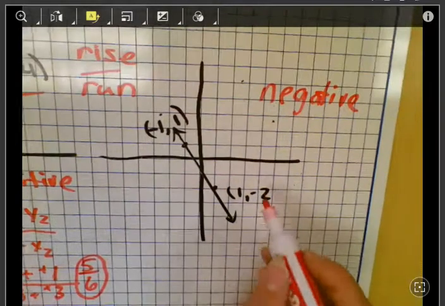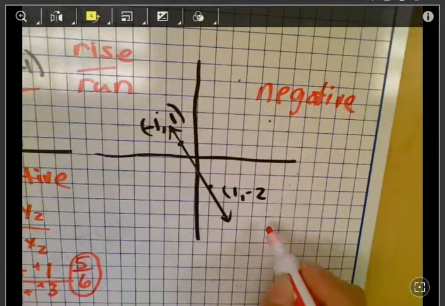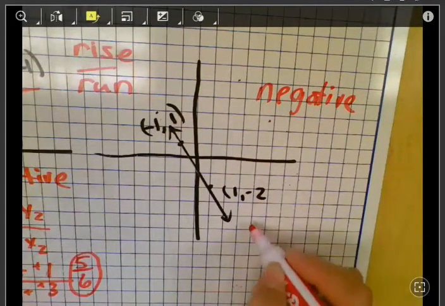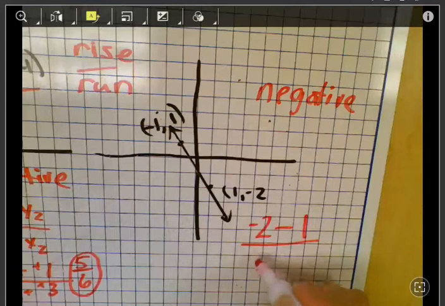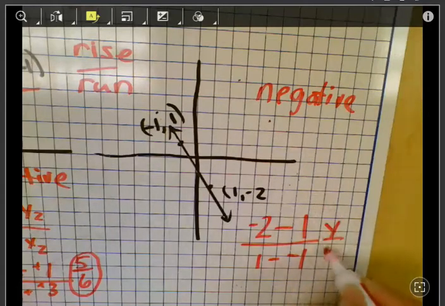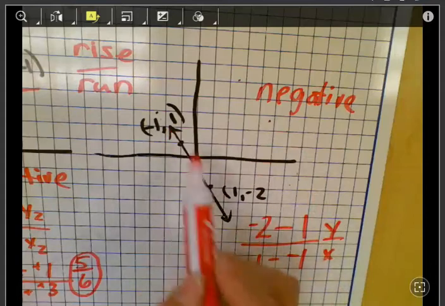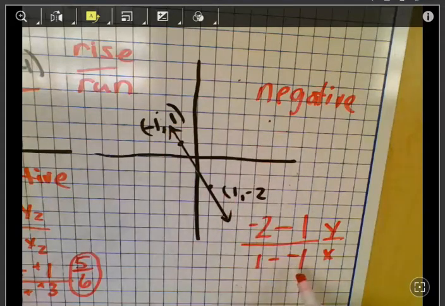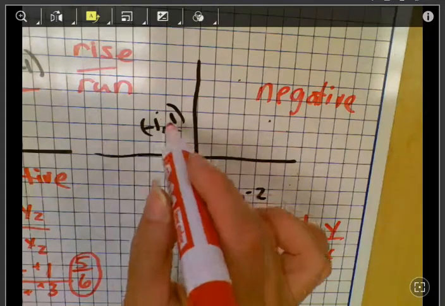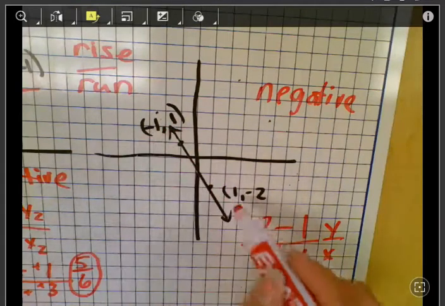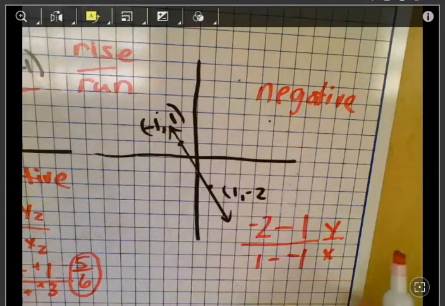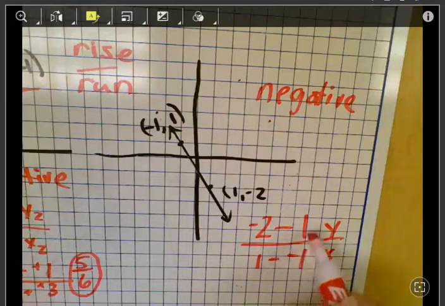And this one's going to be negative, but if we do our change in y over our change in x, we're going to take the y of negative 2 minus 1 over 1 minus a negative 1. So this is your y over your x. Negative 2 minus 1, 1 minus negative 1. You can take them in any order. I could take this number first, but if I take the 1, it's 1 minus a negative 2, and then negative 1 minus 1. Either way it would work. Just make sure you're using the same ordered pair in the same order.